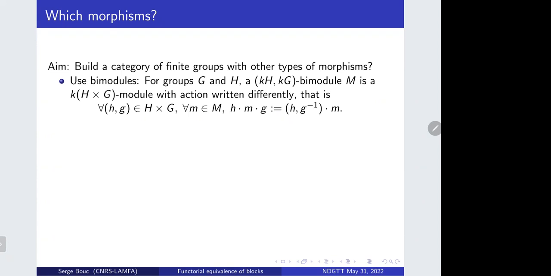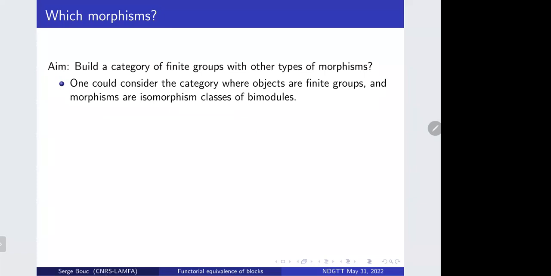It means, in particular, that any notion that makes sense for modules over finite groups also makes sense for bimodules. Now, we could consider the category where objects are finite groups and morphisms are isomorphism classes of bimodules, and composition is given by tensoring bimodules, etc. The problem is, as I said before, there are just too many modules for finite groups, and in particular, there are too many bimodules for finite groups also.